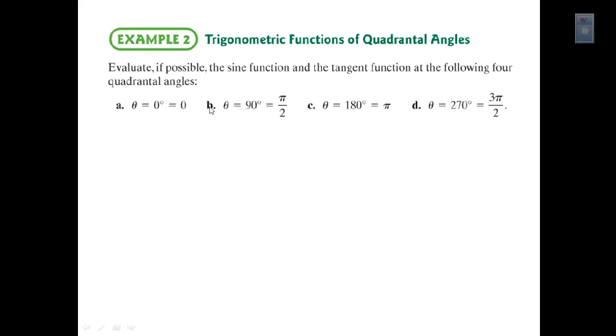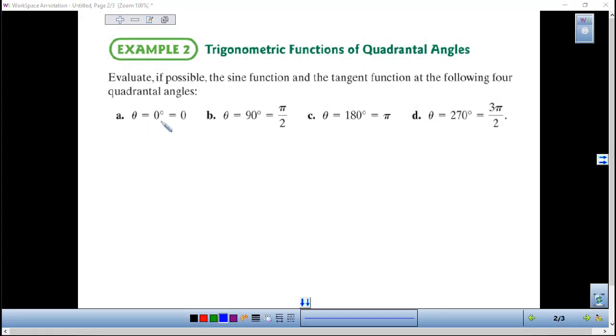So sine, if we're going straight out the x-axis here, whatever the x is also going to be the radius. What about the y though? Well, the y in that case is going to be 0. So for A, sine theta is going to be 0. Tangent theta is going to be y over x, which is going to be 0 over r. This would be over r as well. And both of those are going to simplify down to 0.